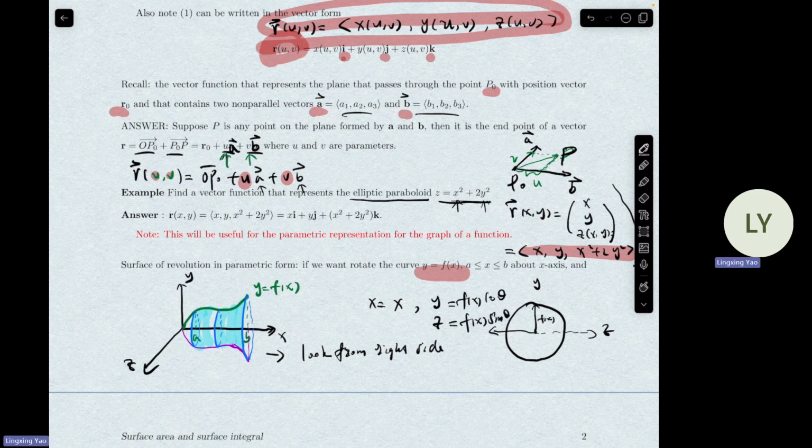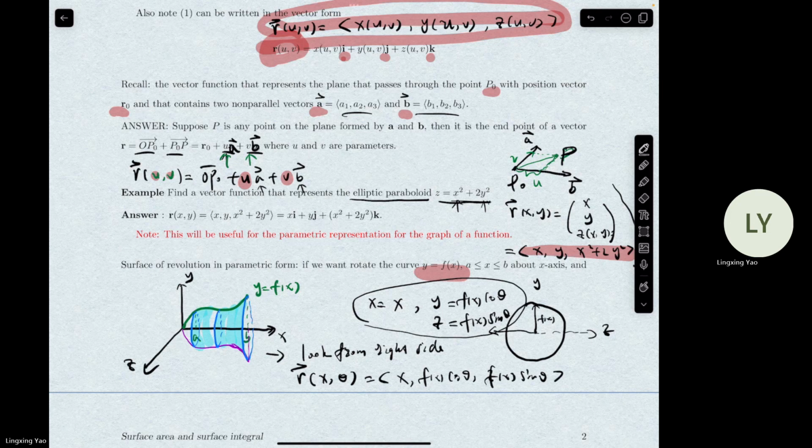So the parameterization for this surface of revolution in parametric form is this. We can write it down in vector form. So with parameters x and theta, x is x, y is f of x times cosine theta, and z is f of x times sine theta. All right, so those are the interesting and useful representations of this parameterization.